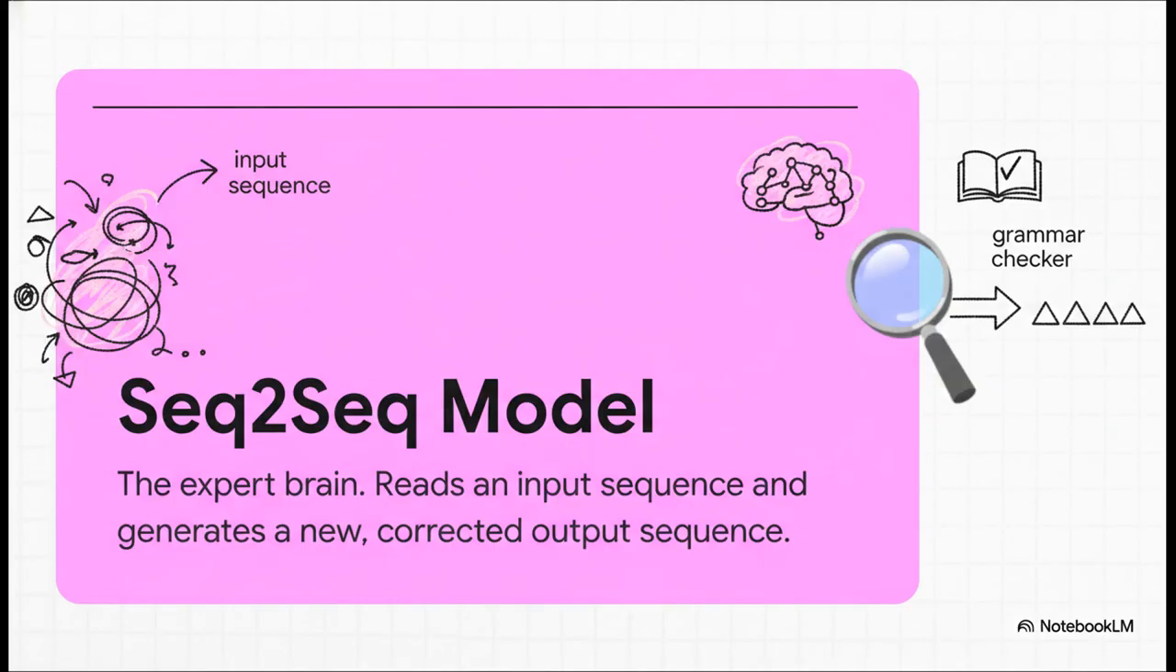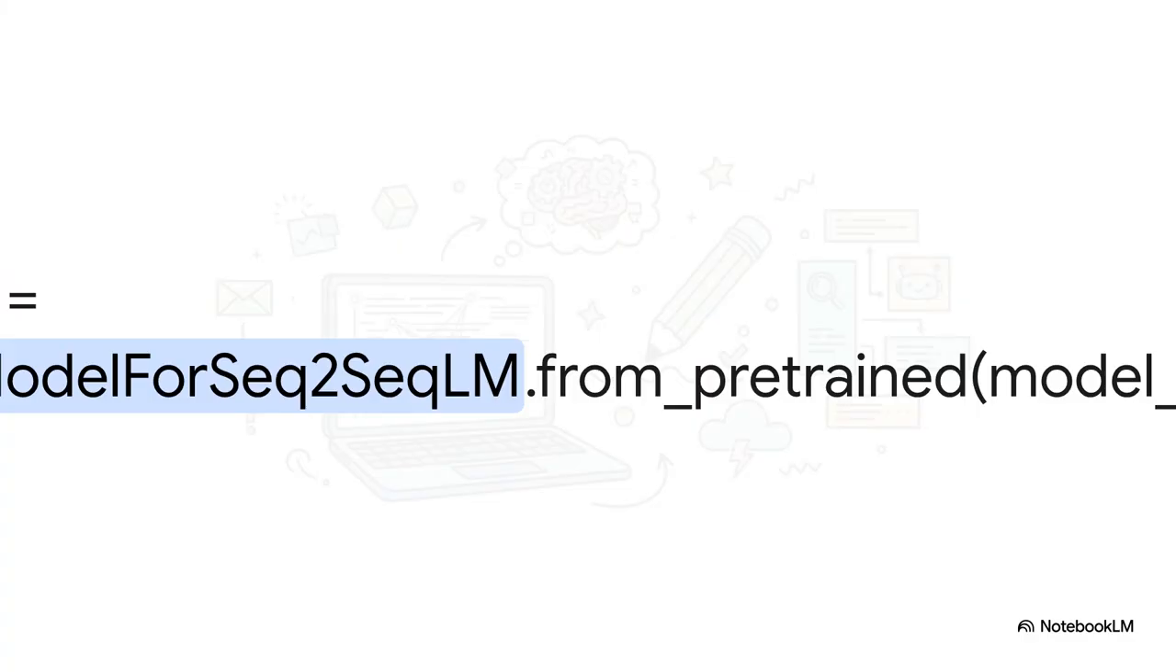And next, of course, we have the model itself, the expert brain. It's what's called a sequence-to-sequence model. Now that sounds fancy, but the idea is simple. It's an expert at transformation tasks. It's designed to take one sequence of stuff, like our messy sentence, and generate a totally new, corrected sequence as the output. And just like we did with the tokenizer, this one line of code does all the heavy lifting for us. It reaches out to the internet, downloads the entire pre-trained Grammarly AI model we chose, and loads that incredible brain right into our program, all fired up and ready for our instructions.